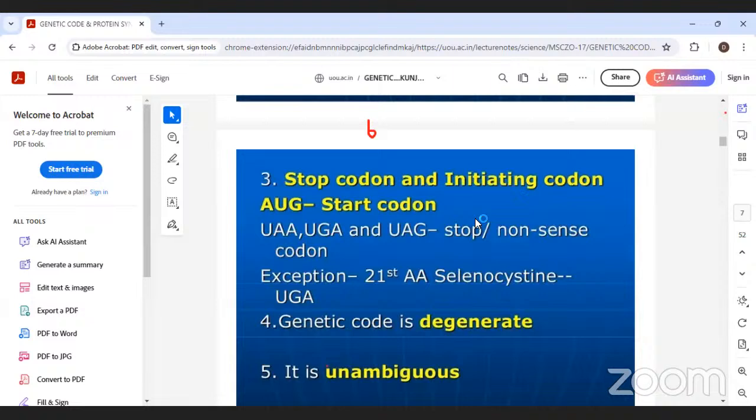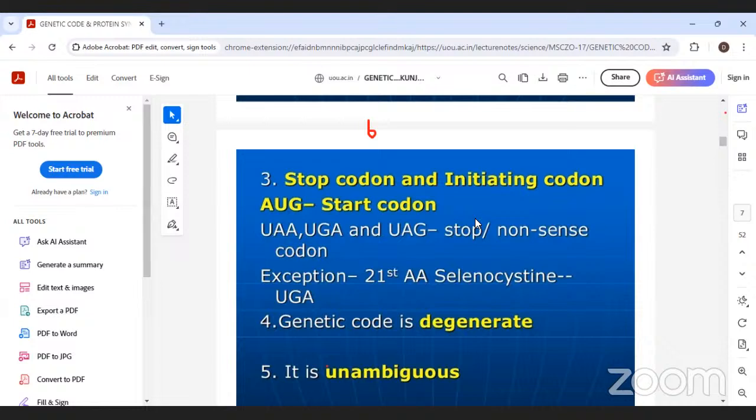What are the stop codons? The initiation or starting codon is AUG. The stop codons are three: UAA, UAG and UGA. These three are the stop codons. An exception in the 21st century is the amino acid selenocysteine, which is coded by UGA.